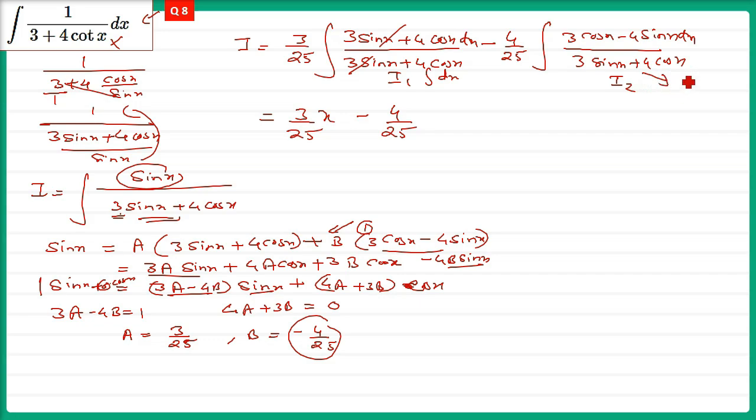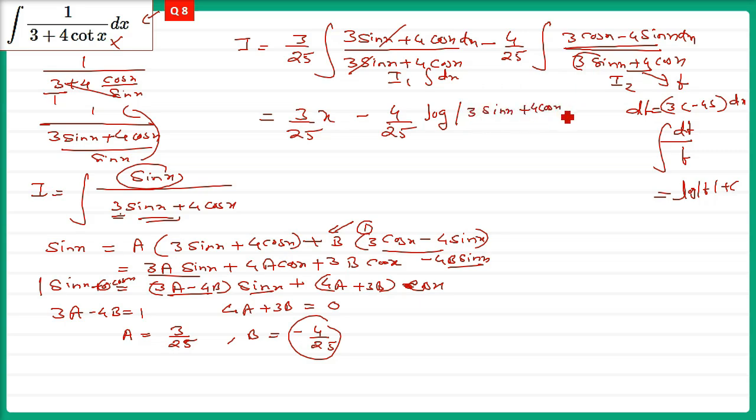Take the denominator as t. And you already have done it in equation number 1, I told you that we have already differentiated it. 3 cos x minus 4 sin x will come. So this dt will come as (3 cos x minus 4 sin x) into dx. It's basically dt by t, integration of this. This will be log of modulus of t plus constant of integration. So you have a log and modulus of t, so modulus of 3 sin x plus 4 cos x, and this plus constant of integration. That's your final result.